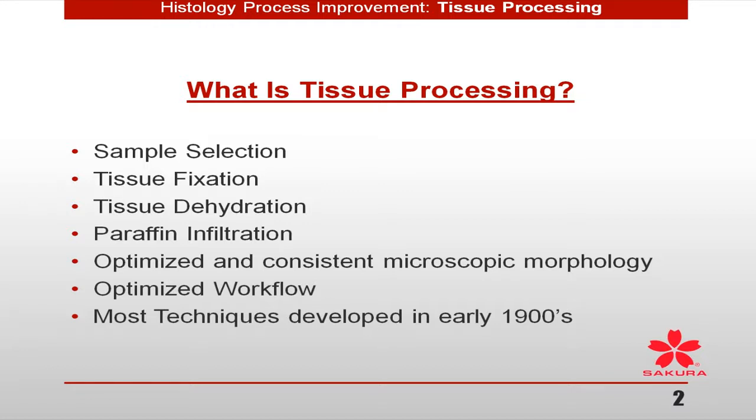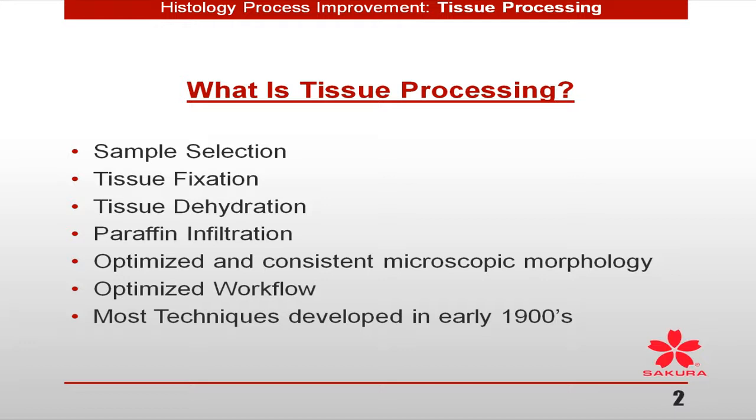Then you've got tissue dehydration. Another issue I see is that most of us use some sort of reagent alcohol, ethanol, methanol. And I would want you to think about why not isopropanol. It's something just for food for thought. Then we must facilitate our paraffin infiltration. We've got to create structure back to those tissue samples. So what we're talking about here in tissue processing is optimized and consistent microscopic morphology.